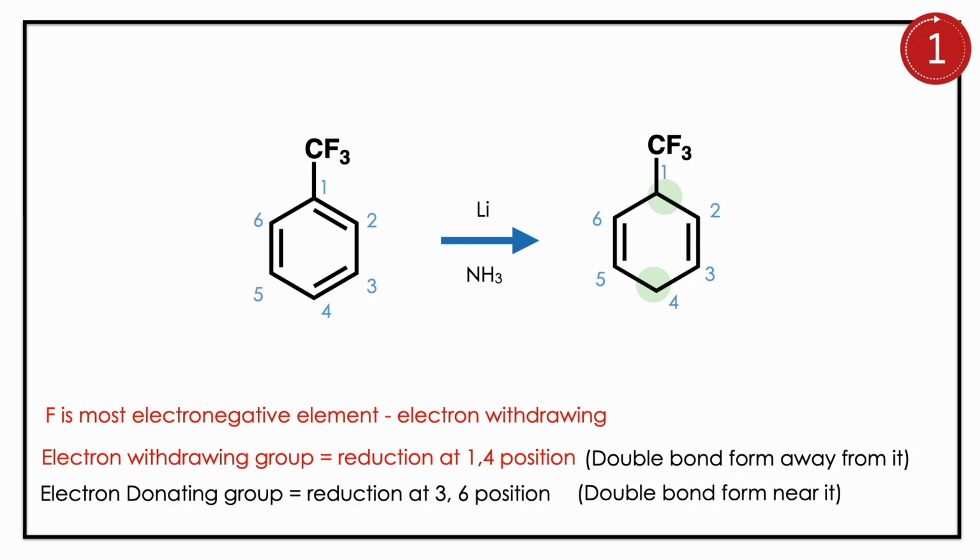So the electron withdrawing pathway happens. Reduction happens near the trifluorocarbon. So the final reduction happens at the 1,4 position. You have the final product. The concept outlined here is that fluorine is an electronegative element, so the final product will be a 1,4 reduction.